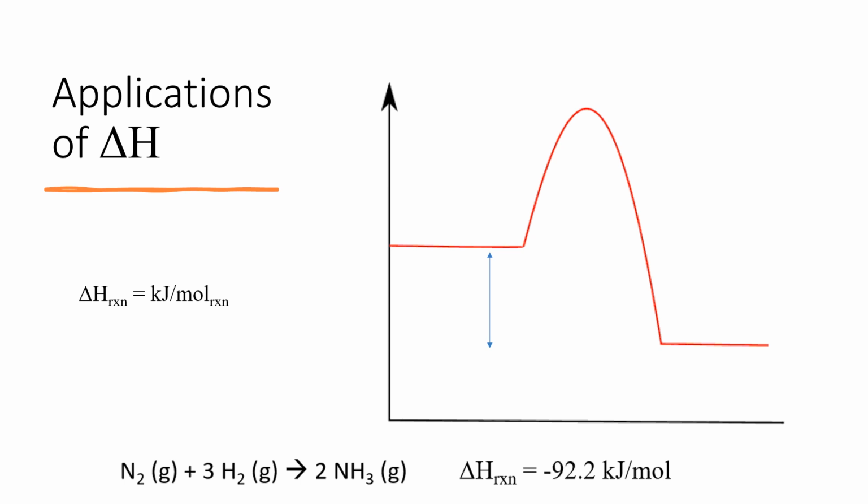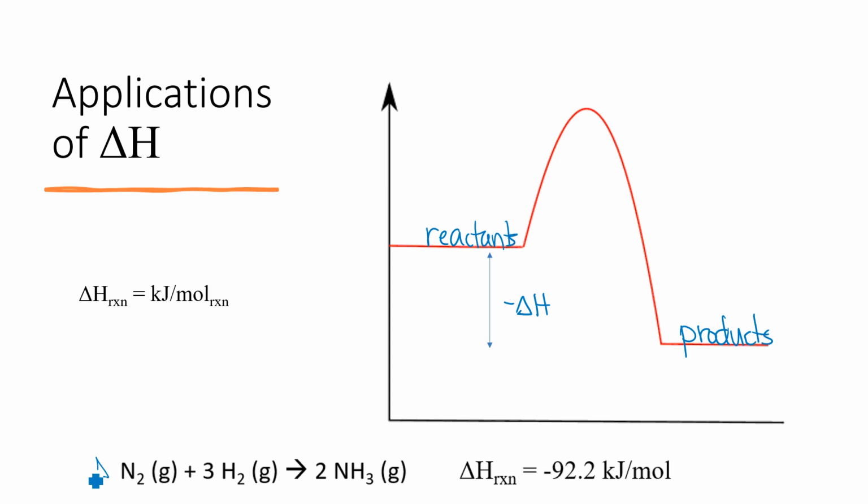Welcome. In this video, we're going to talk about delta H and thinking of that as a ratio of kilojoules per mole reaction and think about what that means and how we can apply that in some problem solving. So remember, delta H is the difference in energy when you're comparing the reactants and the products, and delta H can be positive or negative depending on whether heat is being absorbed or released. In this example, we're seeing a picture of an exothermic reaction where heat is being released.